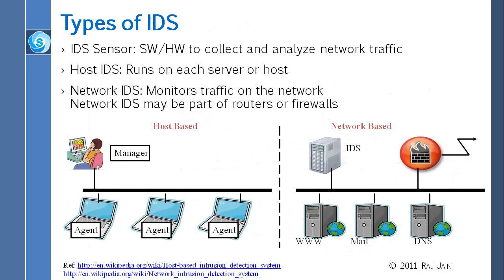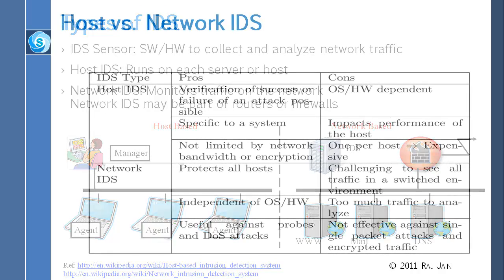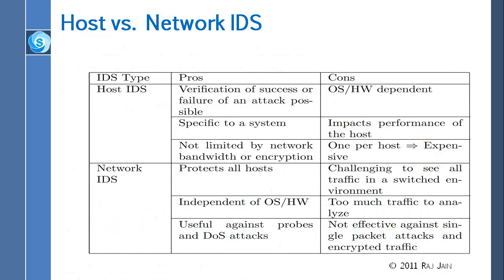If you buy these agents, you have to get the licenses and pay for them. So while it is scalable in terms of performance, it is not scalable in terms of cost. The network IDS is scalable in terms of cost, but not in terms of performance. Sometimes you may not even know where the attack is going to go. It protects all hosts, but it is very difficult to see all the traffic, so you end up doing sampling and you may miss something. The good part is that it is independent of OS and hardware, it doesn't depend upon Mac versus Windows; too much traffic to analyze is the negative part.